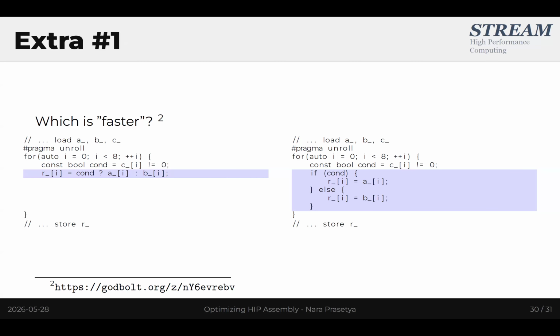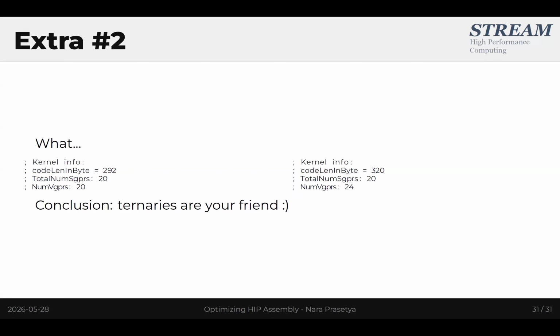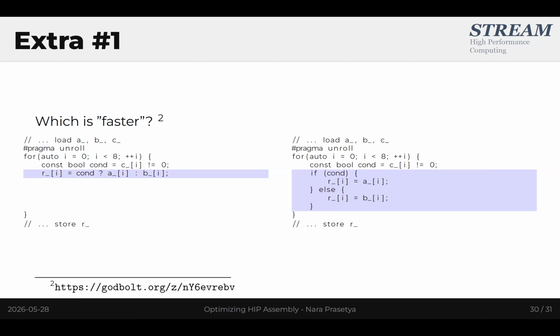This is something more recently found. Which one of these 2 cases is faster? This is a trick question. They're not the same. The left side is faster. The left side has lower code length and fewer VGPRs. So if you're using any AMD-based GPUs, don't use conditional branching. Use ternaries. That's all.